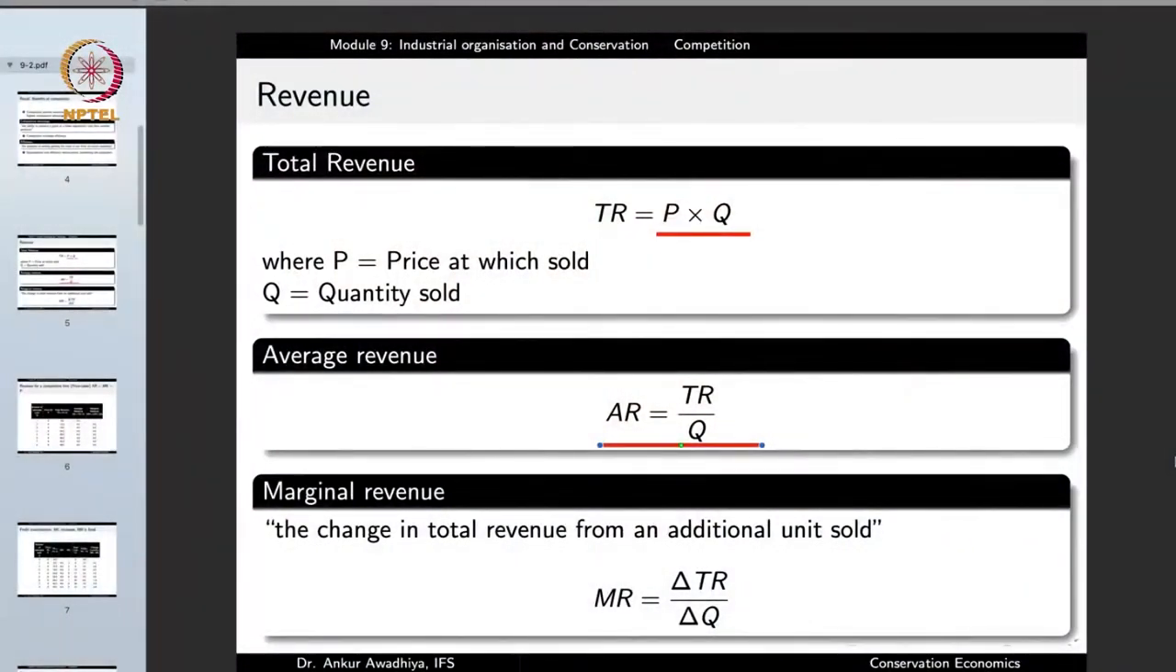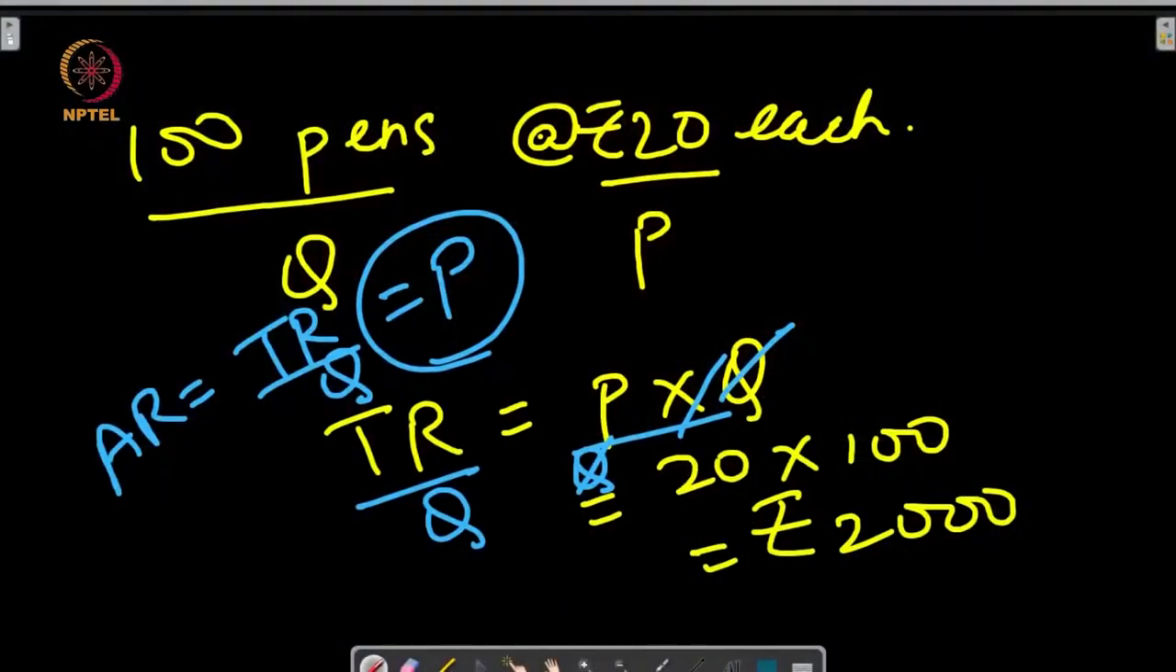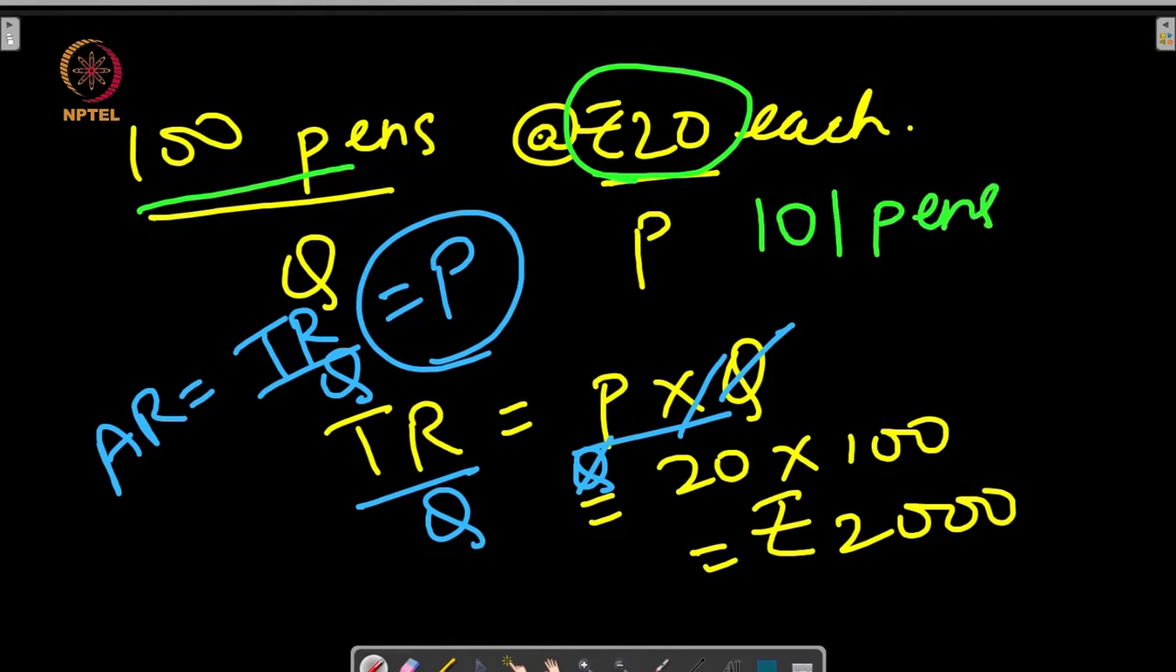Then we also have marginal revenue, the change in the total revenue from an additional unit sold. In this case, the question being asked is that the seller is selling 100 pins at 20 rupees each. Now, if the seller, in place of selling 100 pins, is now selling 101 pins, and suppose the 101st pin is sold at 21 rupees.